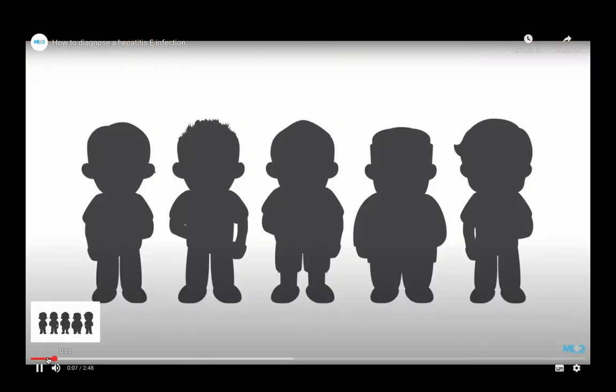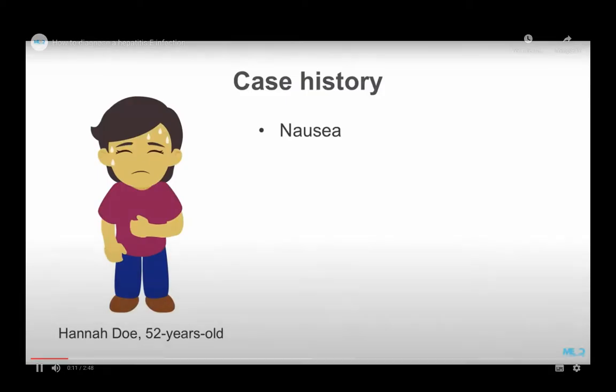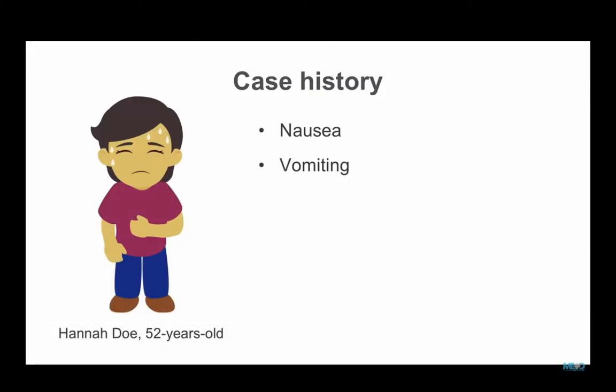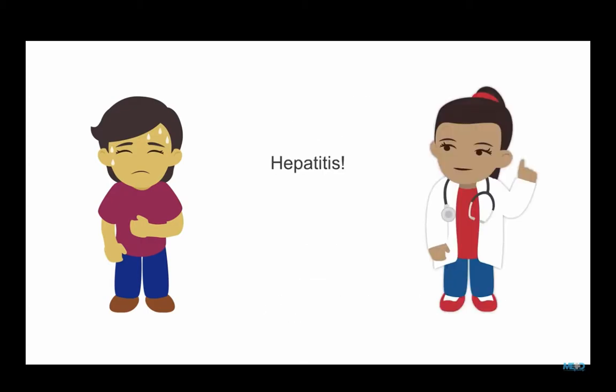What we have learned about hepatitis E diagnostics. Our first patient is Hannah. She feels sick and had to vomit at home. She's feverish and her skin has a yellowish color. Her symptoms started 1 week ago. 4 weeks ago, she came back from Mexico when she visited family. Obviously, we think about hepatitis.